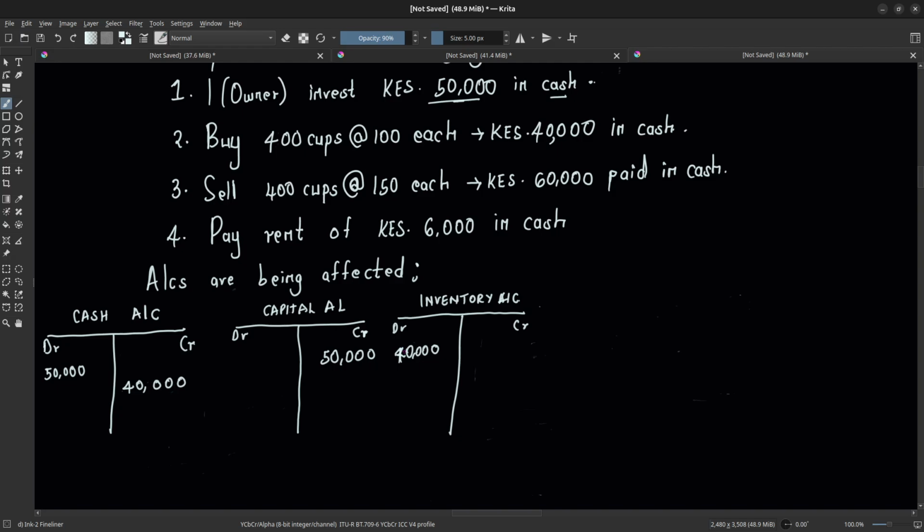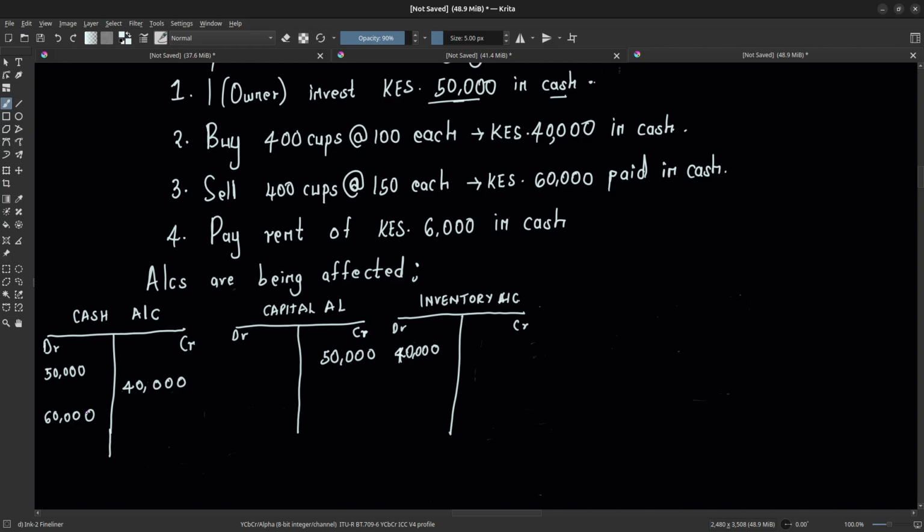Now let's move to transaction number 3. You sell these 400 cups at 150 each, and this makes 60,000, and you're paid in cash. Okay, so first, what has happened to cash? Your cash account has received 60,000. That's a debit because this money has been paid to you, so it is increasing.